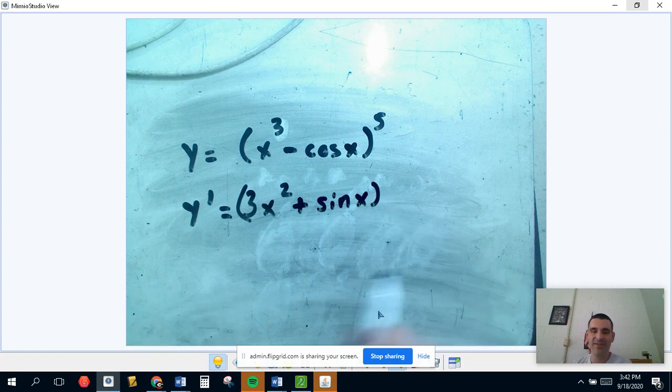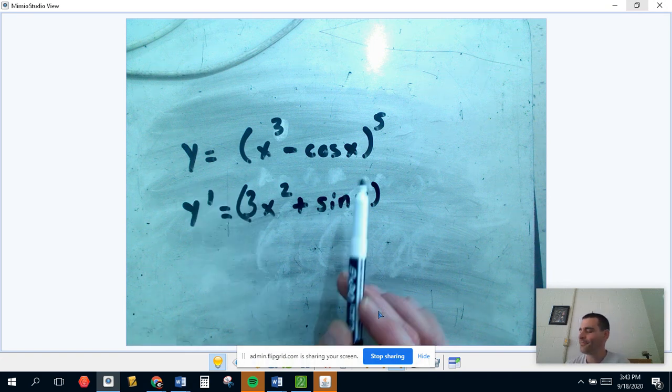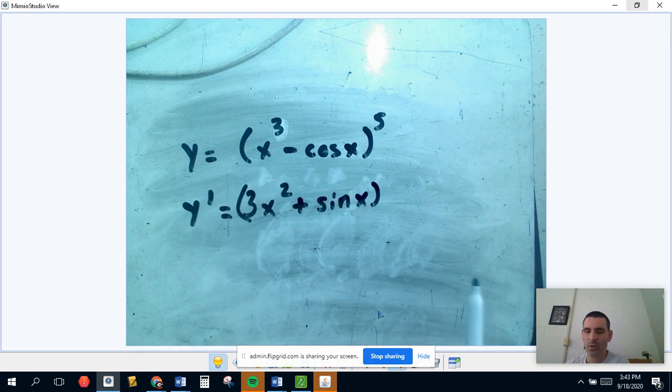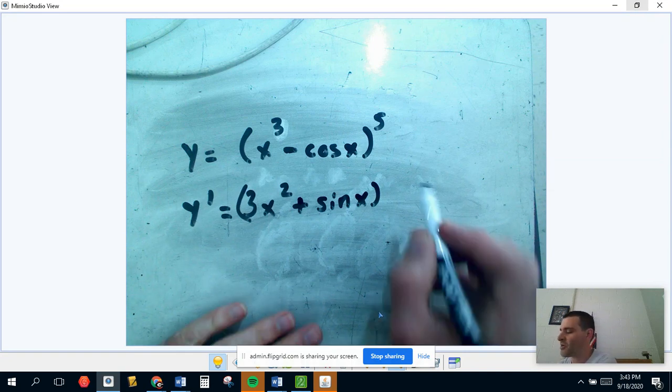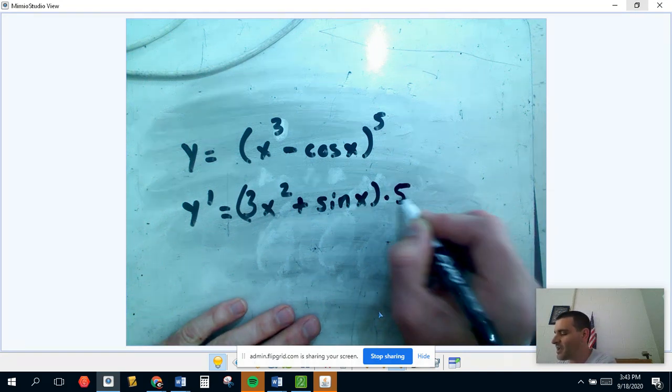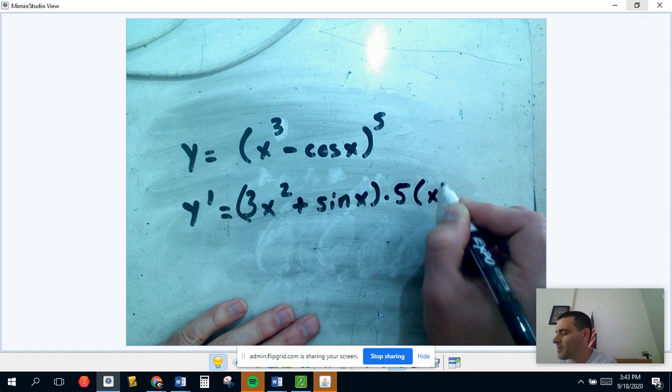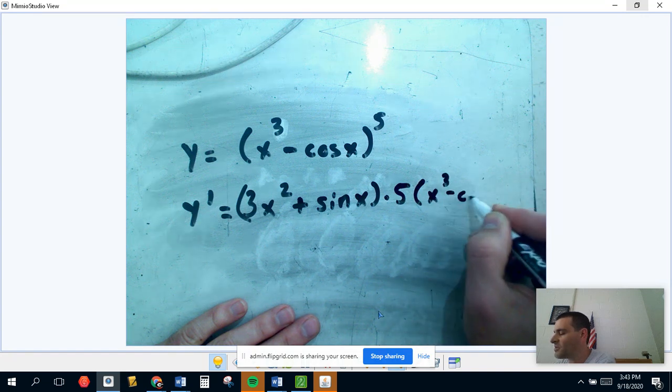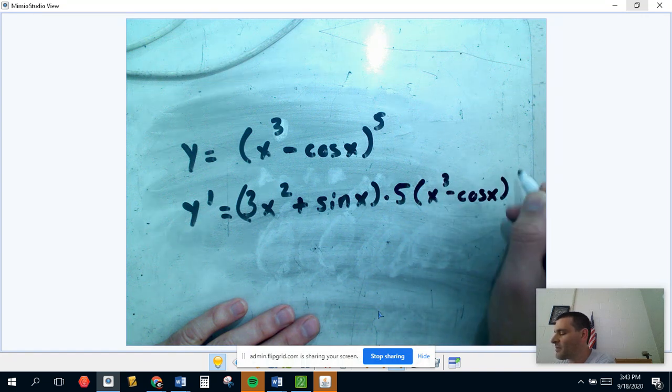Okay, that's the derivative of the inside function. Okay, then it's that times the derivative of something to the 5th power. Well, the derivative of something to the 5th power is 5 times that something to the 4th power. Okay, so minus cosine x to the 4th.